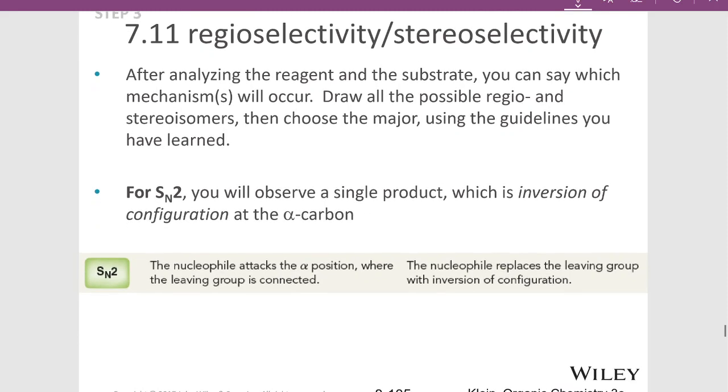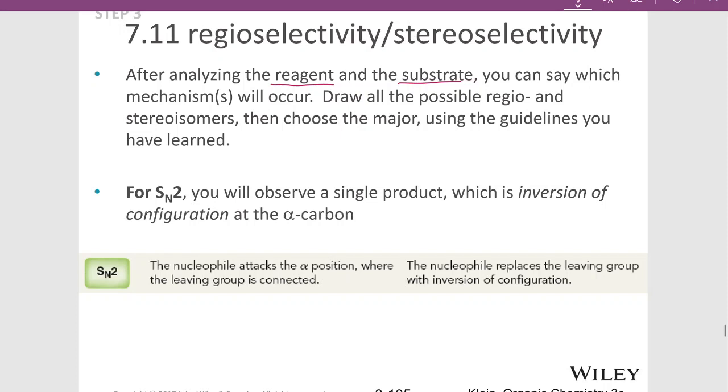So after analyzing the reagent and the substrate and using our little chart, you might want to print a copy for your exam if your teacher allows you to do that. Then you can say which mechanism will occur. So draw all possible regio and stereoisomers and then choose the major using the guidelines you've learned.